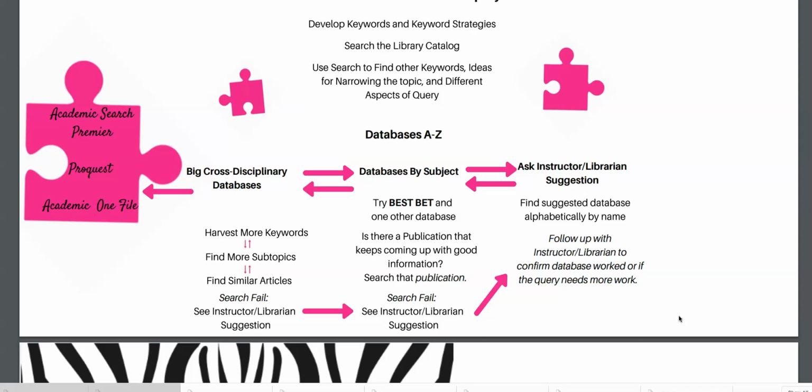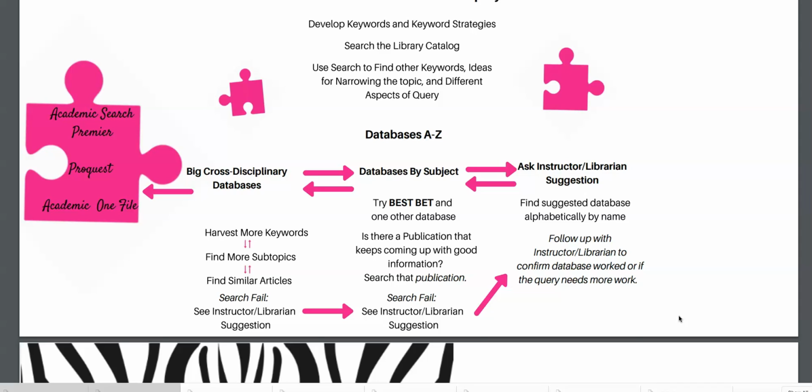So I recommend once you depart from the library catalog and do the article search, go to the big cross-disciplinary databases. In many places you go, Academic Search Premier, ProQuest, and Academic OneFile are those monster searches. They cover everything from astronomy to zoology so that you have a greater likelihood to find things that you need, harvest more keywords, find more subtopics, and yes, find similar articles. And if this should fail, please see your instructor or librarian. We are glad to talk to you.